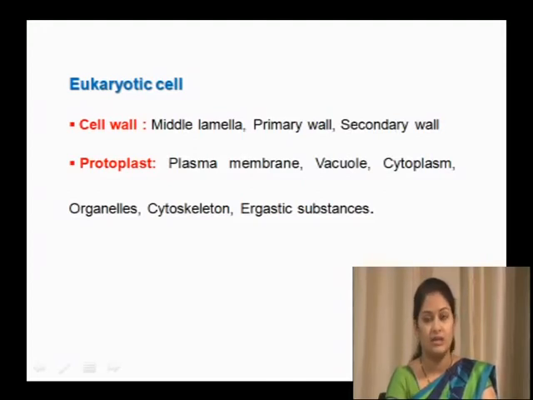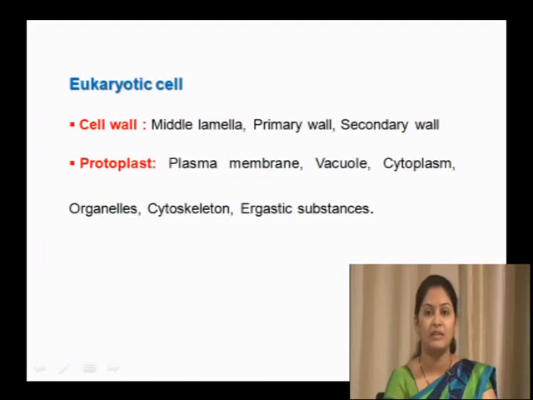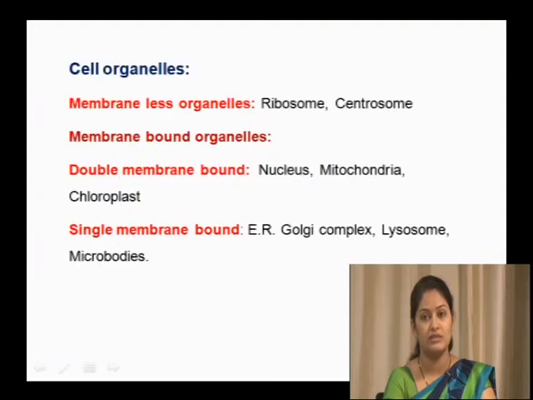Organelles will be discussed in detail, but the cytoskeleton is the structural framework made up of proteins or microfilaments which provides stability to the cell, and it helps in cytoplasmic streaming or sometimes even in the process of cell division. Next come the ergastic substances. Ergastic substances are non-living inclusions found only in plant cells, which include starch granules or mineral crystals. Now let us discuss in detail the organelles.